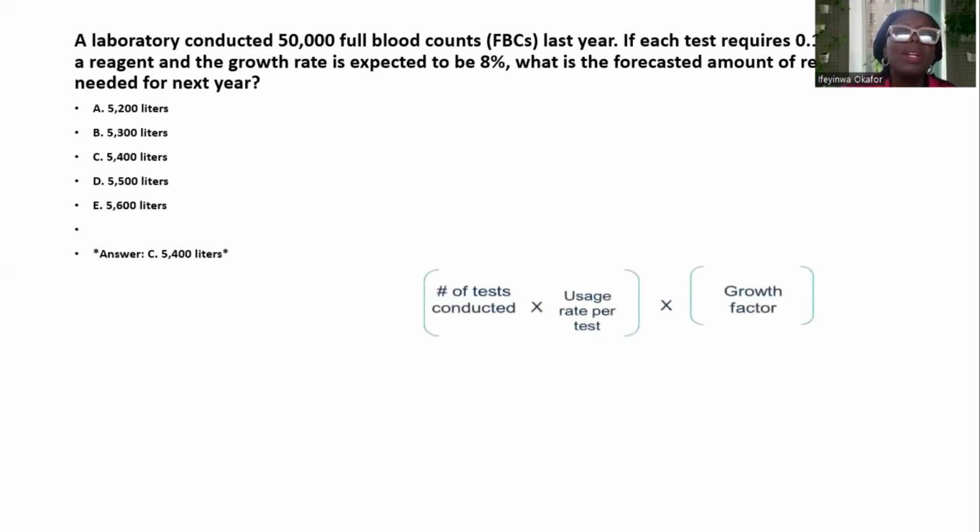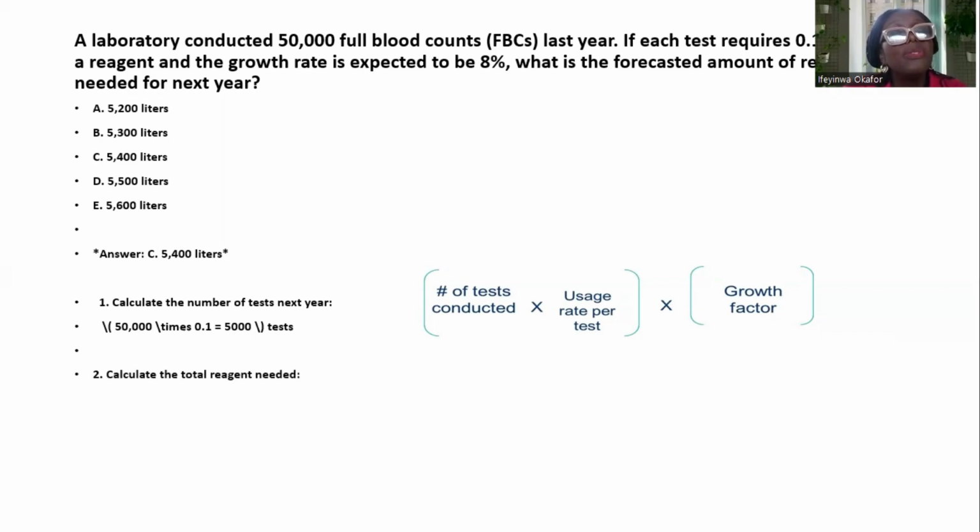5,400 liters. So remember our formula: number of tests conducted times usage rate per test times growth factor will give you the forecasted quantity. And here goes the calculation. The 50,000 times 0.1 gives us 5,000 liters. And then to calculate the total reagent needed, we have to multiply it by the growth factor, and then we have 5,400 liters, which is C.